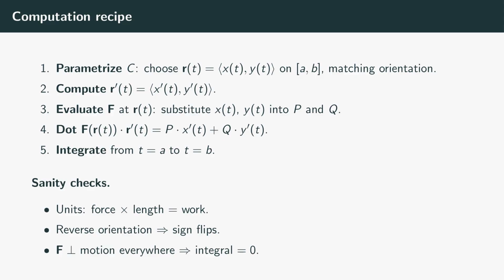Compressed recipe. Step 1. Parametrize the curve, choosing an r of t on some interval a to b that matches the orientation you want. Step 2. Compute the component-wise derivative r prime of t. Step 3. Substitute the parametric expressions into the components of the field.